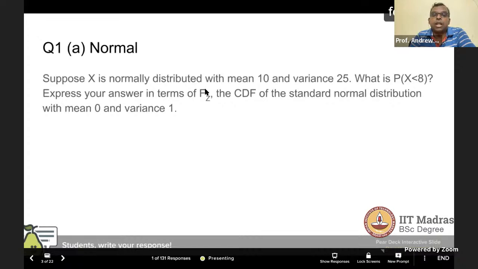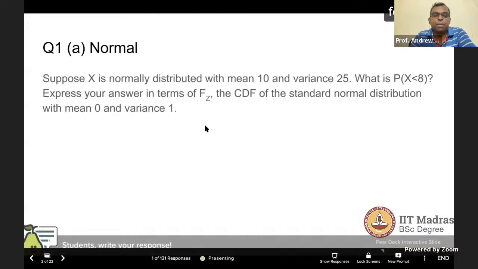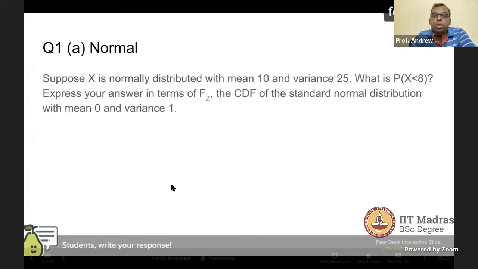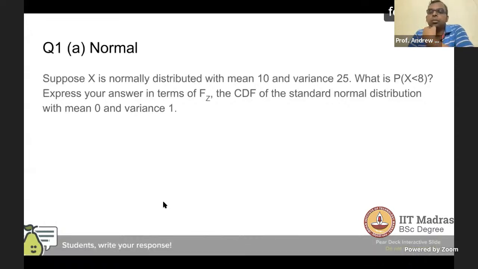You need to express your answer in terms of this FC, as you should. The previous slide had the formula for you. Hope you remember that. These are things that you need to write down. Let me give only 1 minute. People are slowly writing down. I'm not seeing responses, so please respond on Peerdeck, not on chat. I'm seeing responses slowly coming in. So let's look at that.